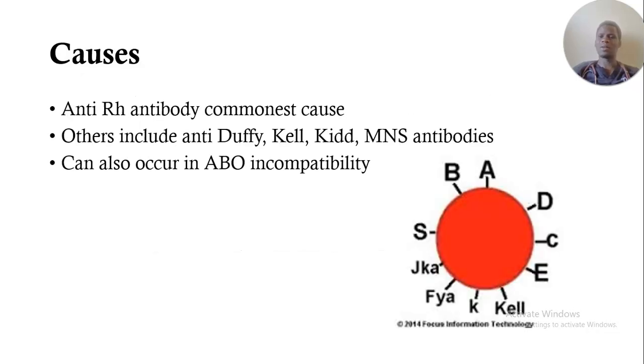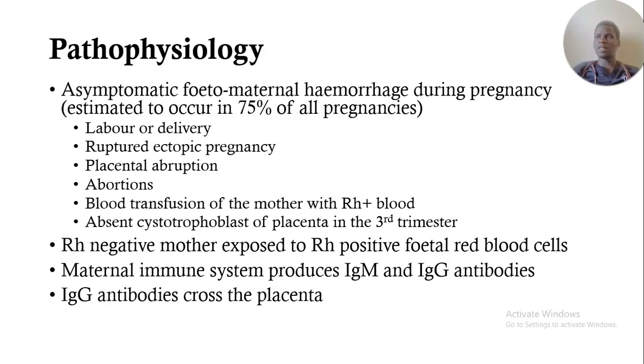So the common cause of this is the anti-rhesus antibody, which will be the focus of our discussion today. We can also have ABO incompatibility, which is the second most common, and others like anti-Duffy, anti-Kell, anti-Kidd, MNS antibodies, which are quite rare. So in the pathophysiology, this is where things all stem from.